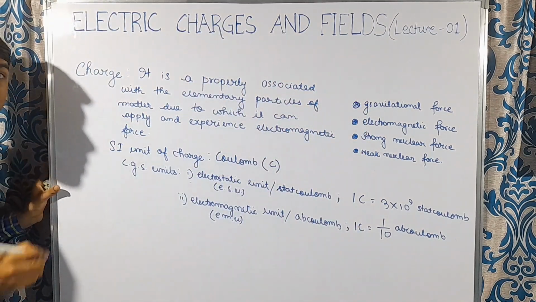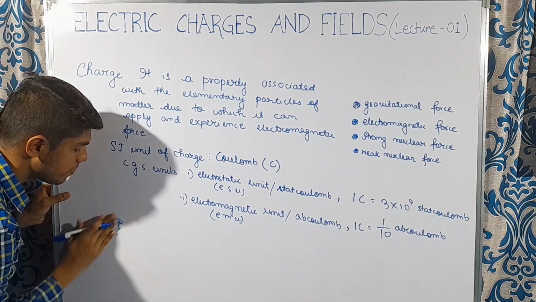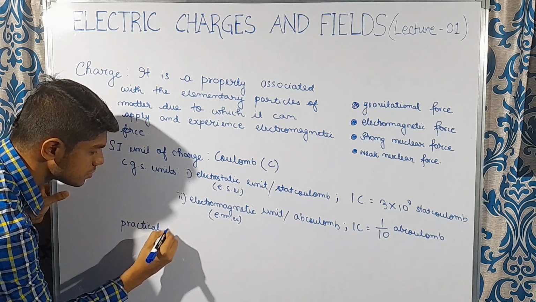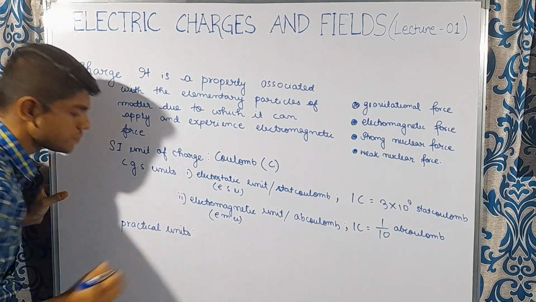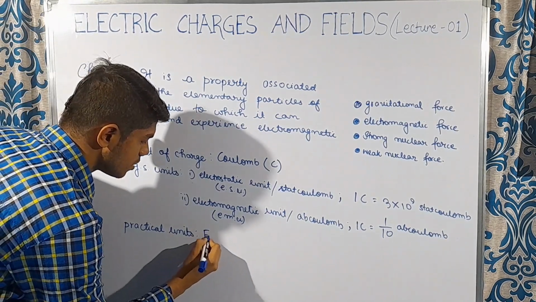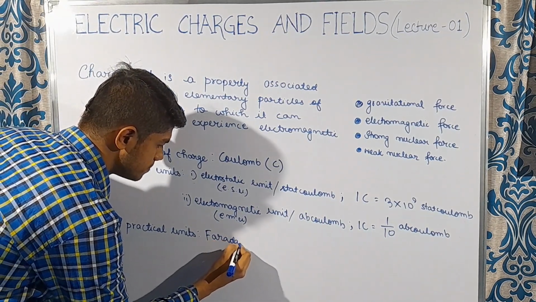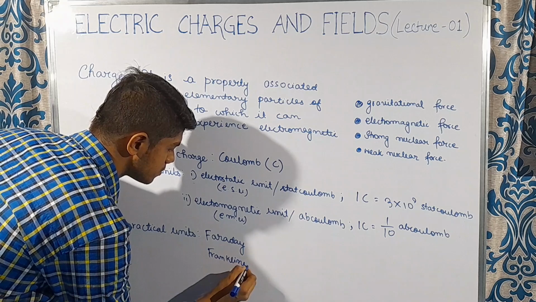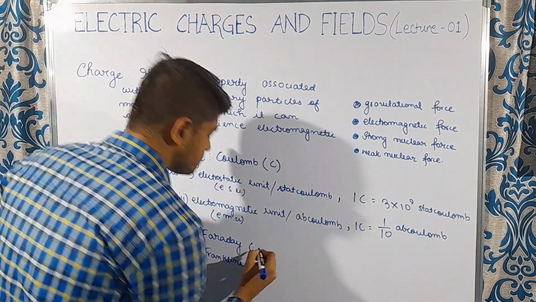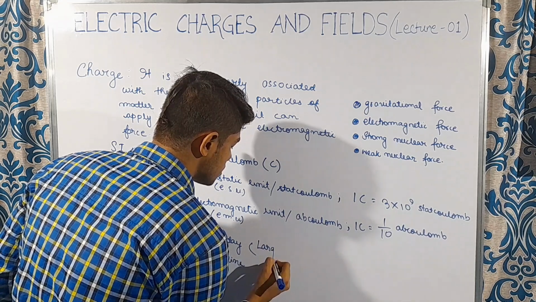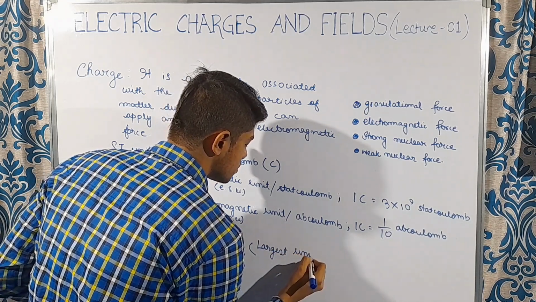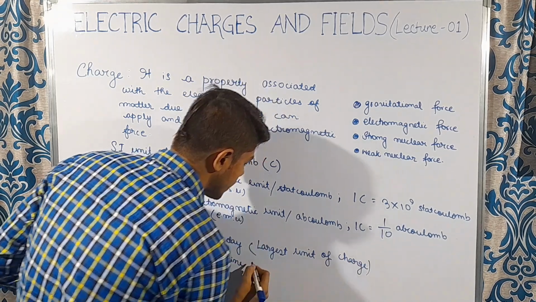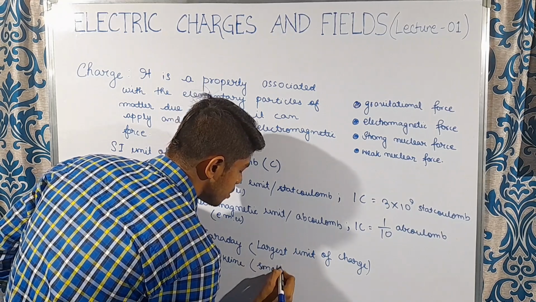There are some other practical units as well. These are Faraday and Franklin. Faraday is the largest unit of charge and Franklin is the smallest unit of charge.